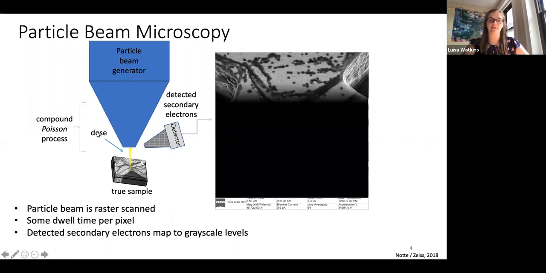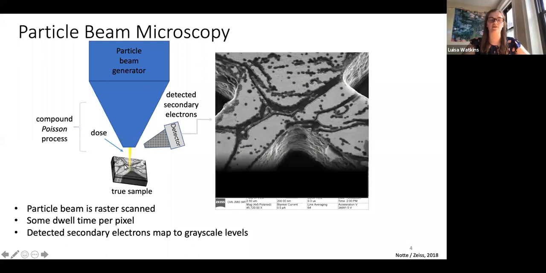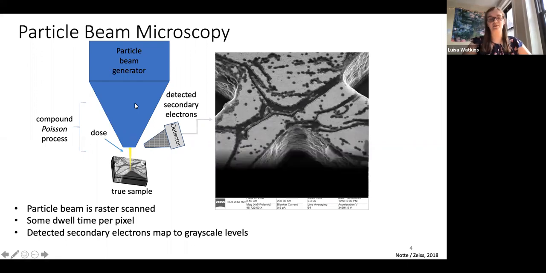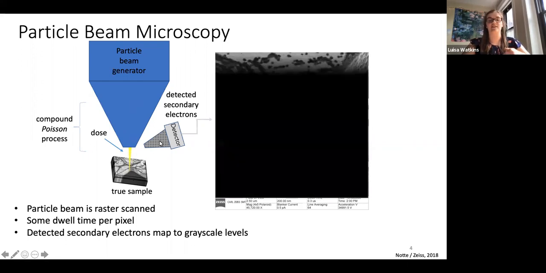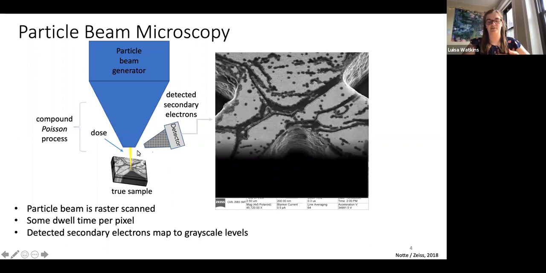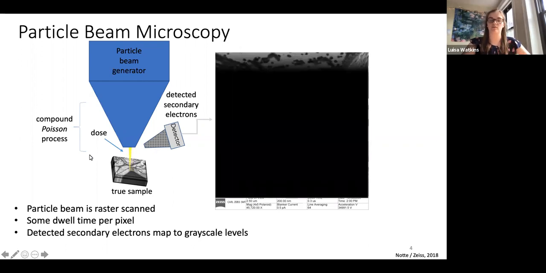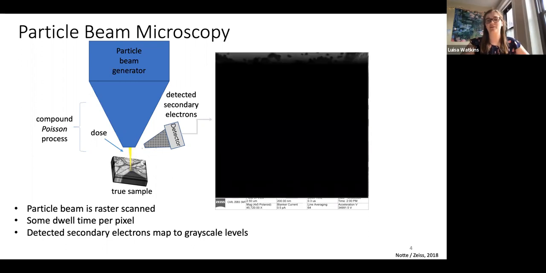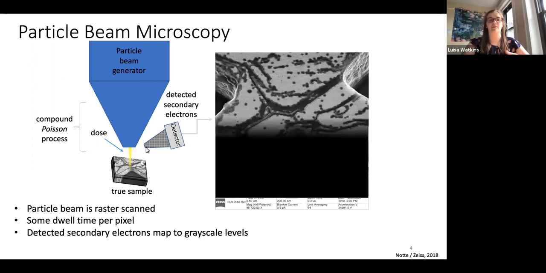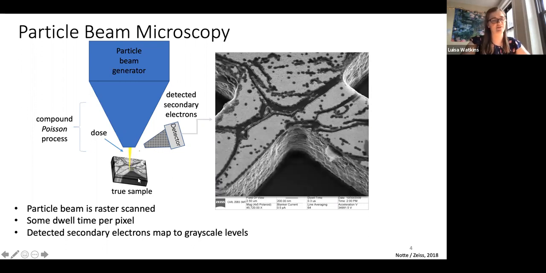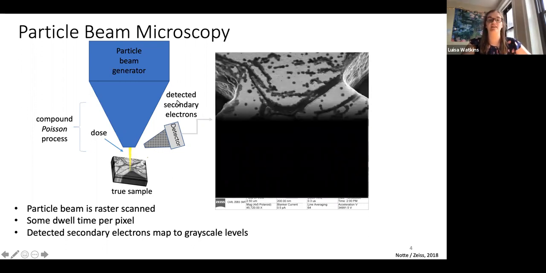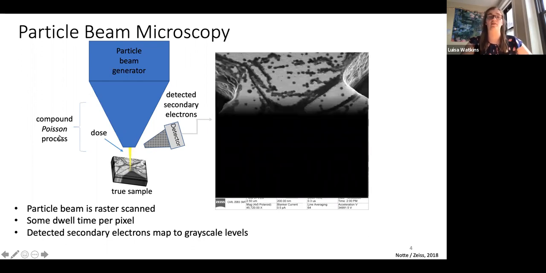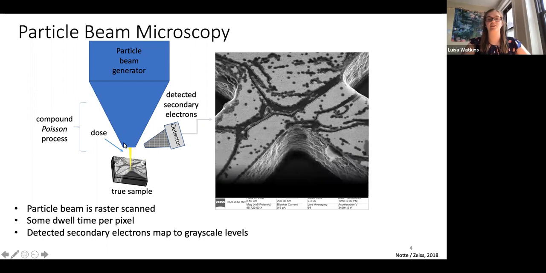Now, what's important to note is that both the particles coming out of the particle beam generator and the burst of secondary electrons for a specific particle are Poisson random variables. That just means they're random in nature, which is one of the difficult parts of this process, meaning that the detected total secondary electrons is a compound Poisson process. So there's definitely a lot of randomness here.